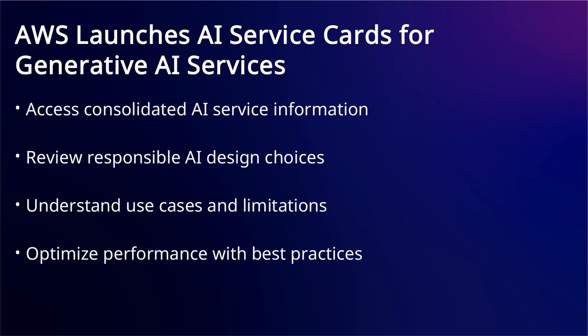As AI services become more prevalent, users need clear information about their capabilities and limitations. AWS AI Service Cards address this by providing a centralized resource for multiple generative AI services. You can access consolidated information about each service, review the responsible AI design principles applied, understand intended use cases and limitations, and learn performance optimization best practices. These cards cover key aspects of AI development and deployment, empowering you to make informed decisions when integrating these services into your applications and workflows.